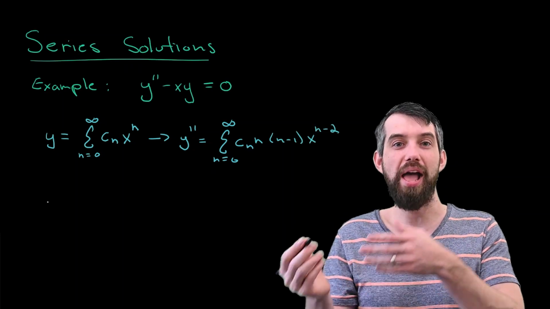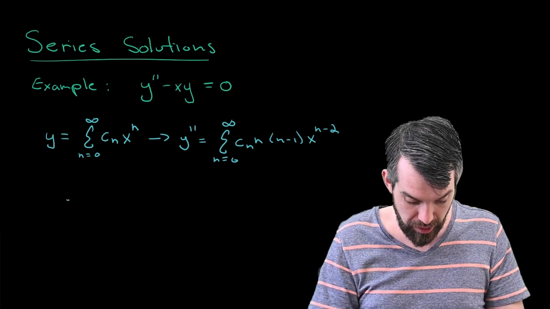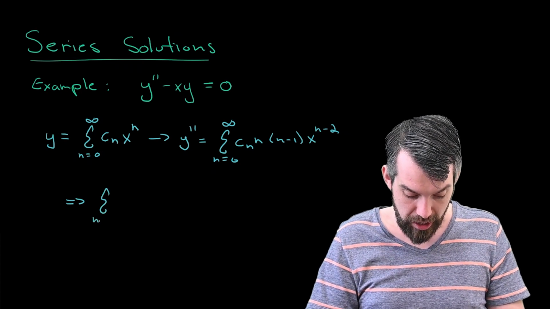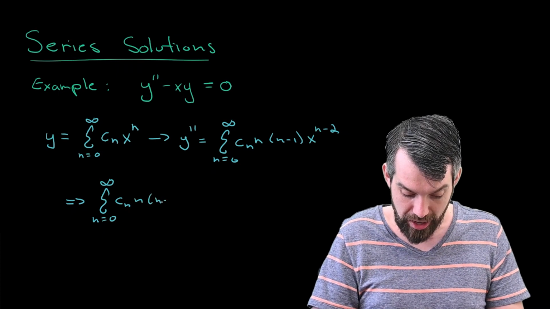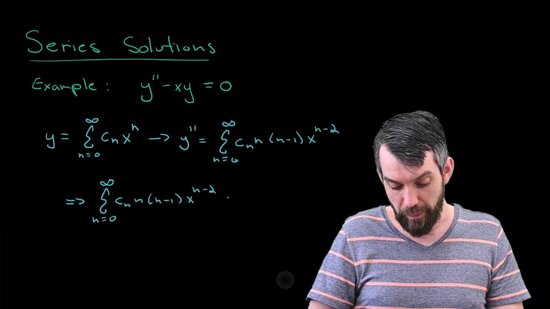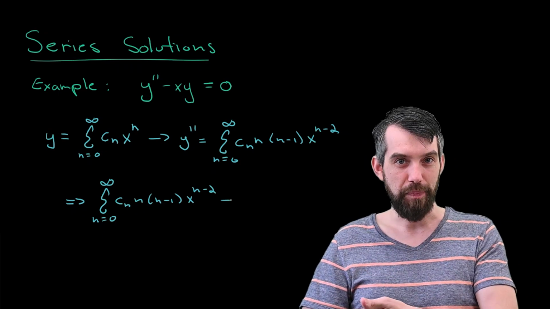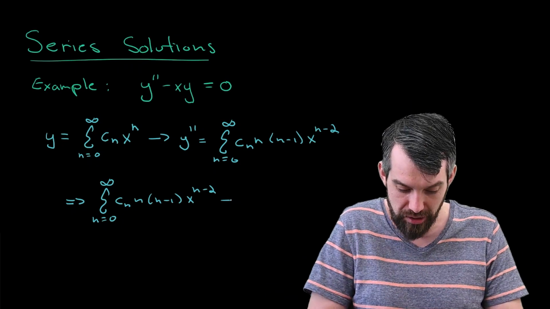Okay, so taking the y and the y double prime, plugging both of those into the differential equation, that's going to leave me with, for y double prime, I'm just going to copy and paste the sum from n equal to 0 to infinity, the Cn, the n, n minus 1, and the x to the n minus 2, so nothing new. But then I need to subtract off x times y. So what I'm going to do is put in the y, but I need to add one more x.